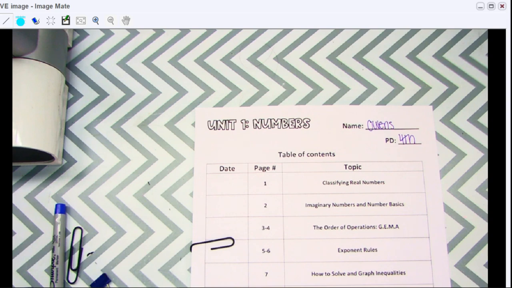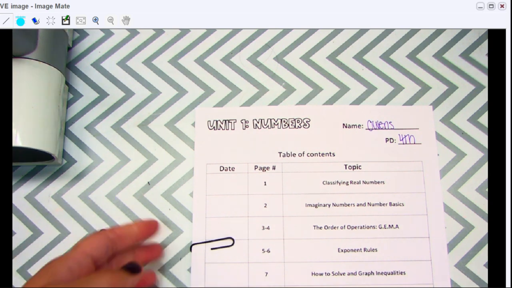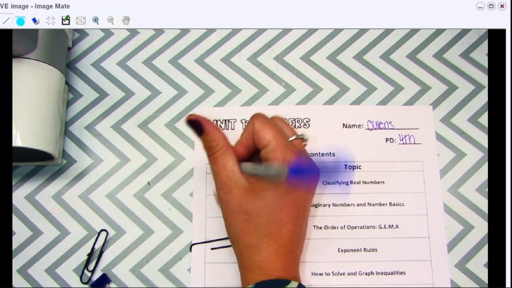Ready to take some notes? Okay. Are you guys ready to review? I know you guys are so excited. All right, let's start classifying real numbers. So the date is the 9th.